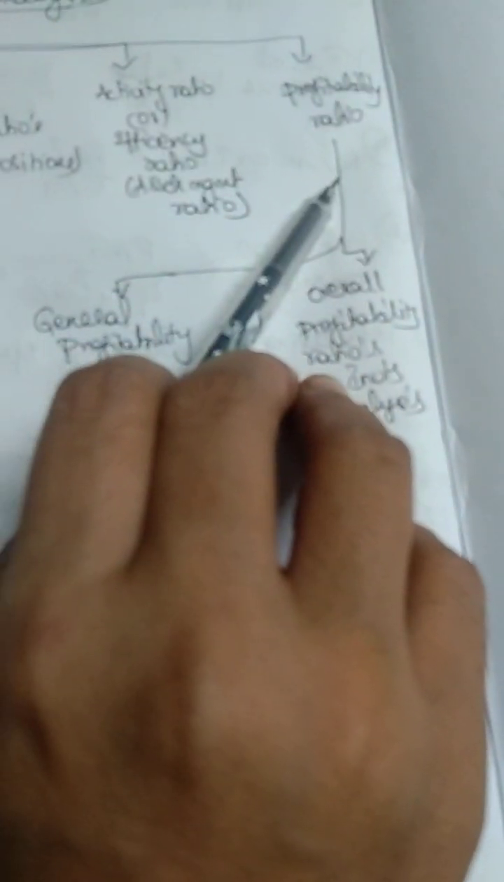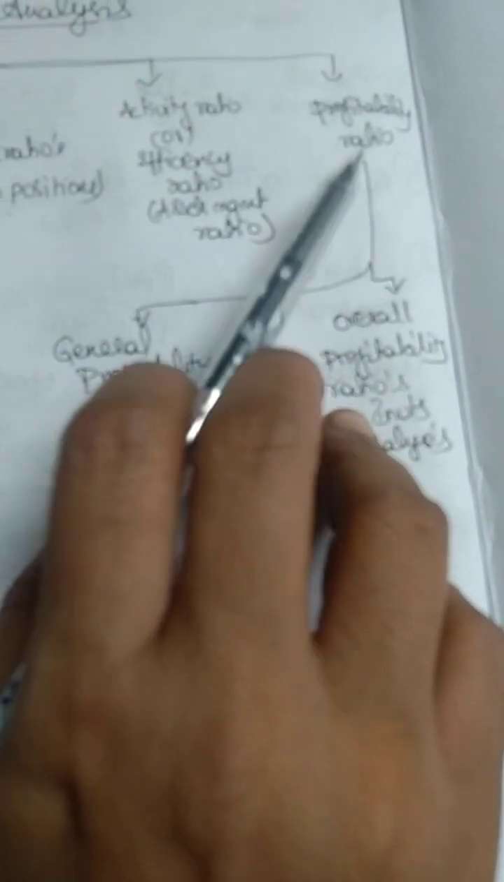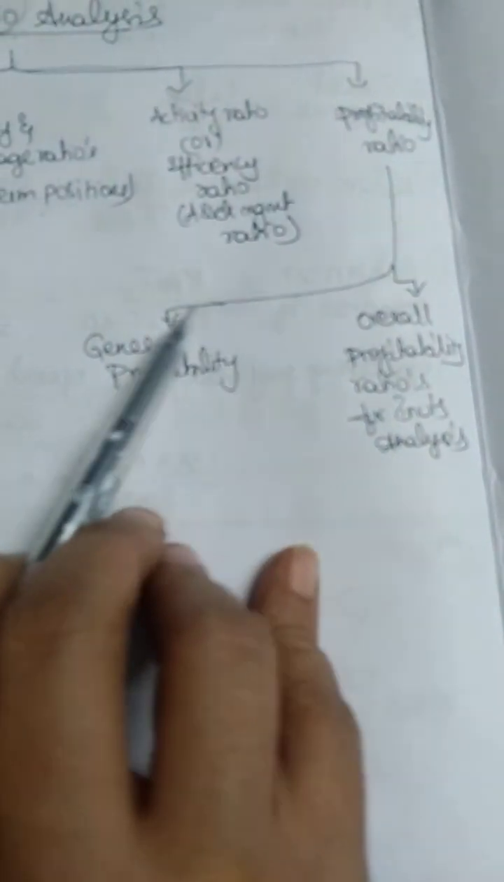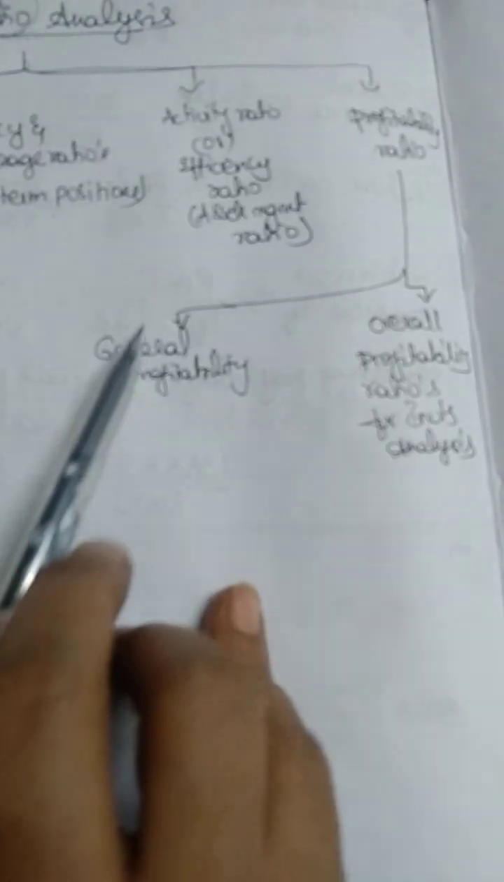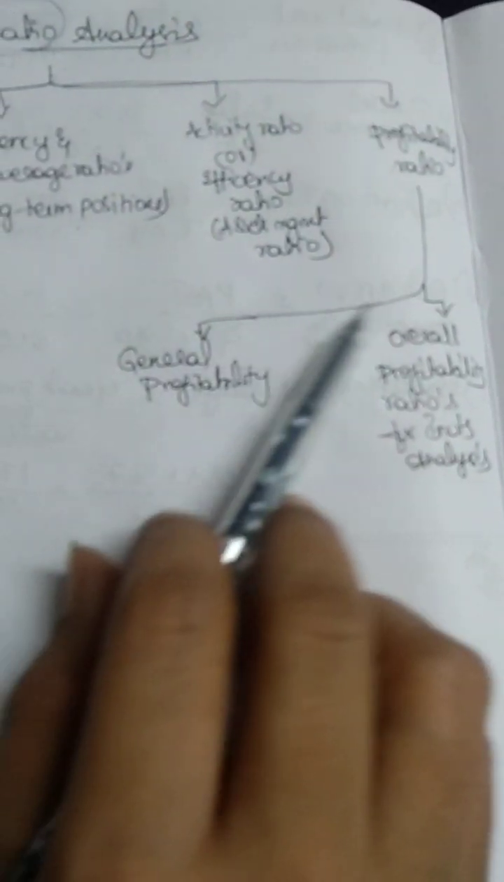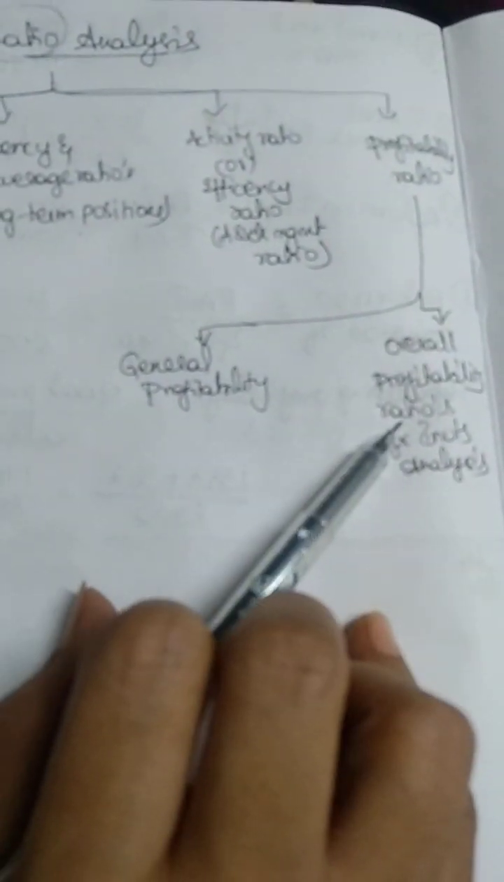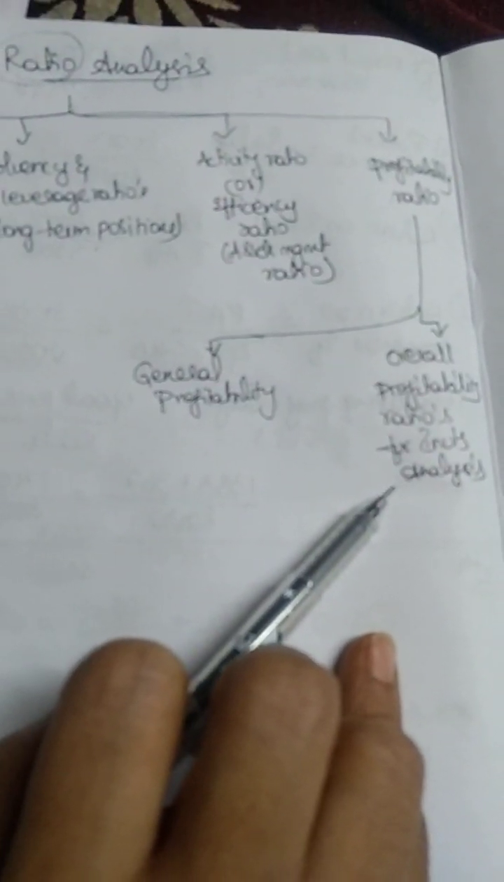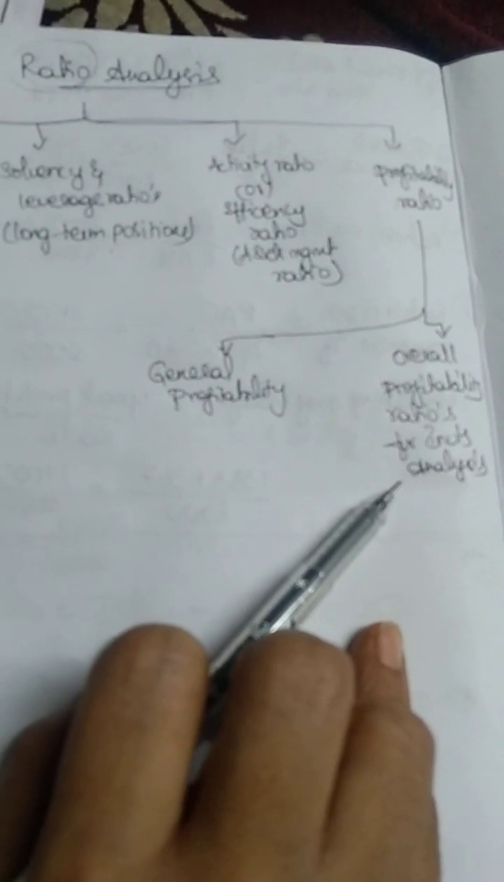And the last is profitability ratios. The profitability ratios are again subdivided into two parts. One is general profitability, and the other is overall profitability ratios, mainly for investment analysis, meaning whether I should invest in that or not will be decided by these parts.